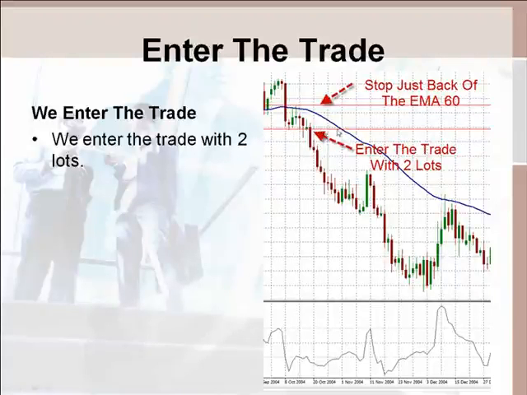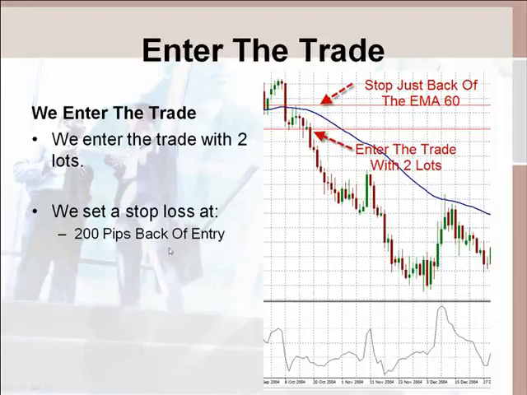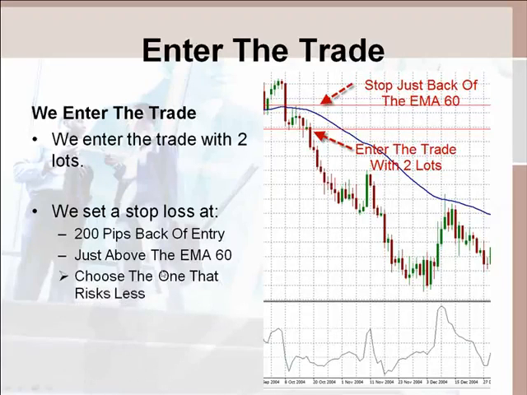In this case, here's our entry point. We entered the trade with two lots. And we set our stop loss at either 200 pips back of the entry point or just above the EMA 60, whichever risks less. You're going to choose the one that risks less. In this case, it was only about 60 pips back to the EMA, and I set my stop loss about 20 pips behind that. So I'm using a stop loss of about 80 pips on this particular example.